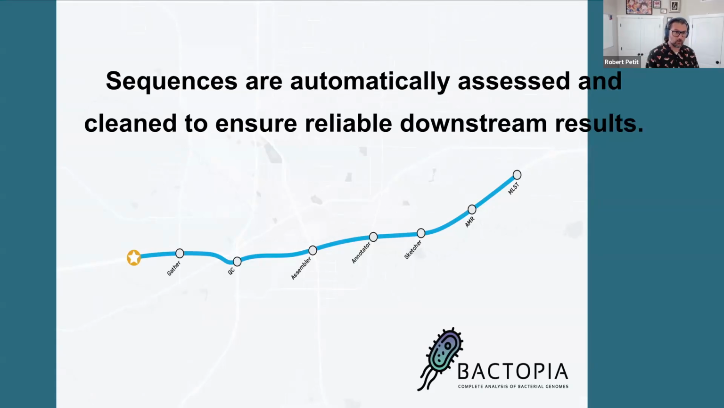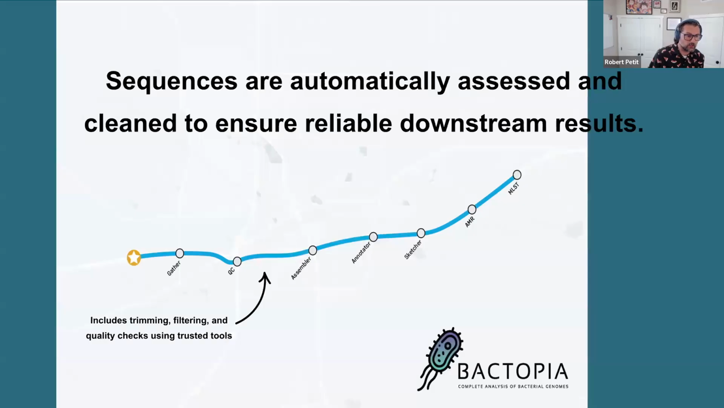And so when you do this, the sequences are automatically assessed and cleaned to ensure reliable downstream analysis. This includes trimming, filtering, and quality checks. Basically, we want to ensure that the data is good going downstream. So at these gather and QC steps, we make sure that your data is good enough to complete the pipeline. Otherwise, we'll stop there because there's no point in wasting a bunch of time on samples that are going to fail. You as a user can adjust those parameters. For example, if you know it should work, you can lower the thresholds to make it work.